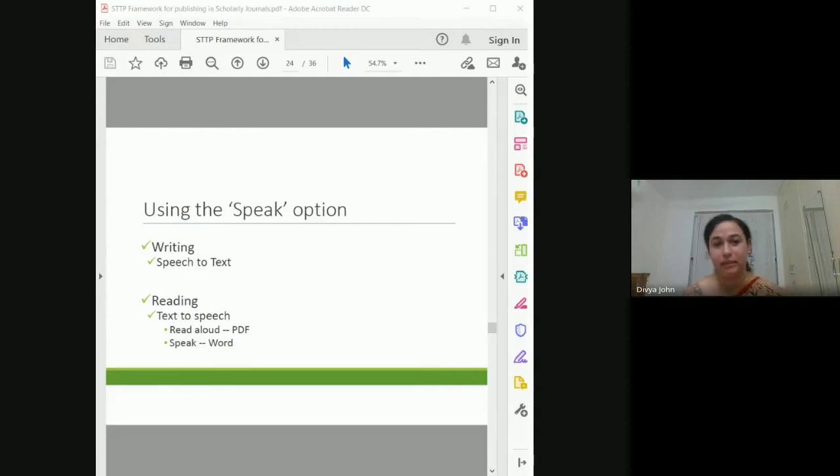I generally do the second option, that is text to speech, when I'm very lazy and I don't want to read. I have always made use of the read aloud option in PDF and the speak option in Word. I've always found the speak option in Word very useful when you're doing the editing part of it.